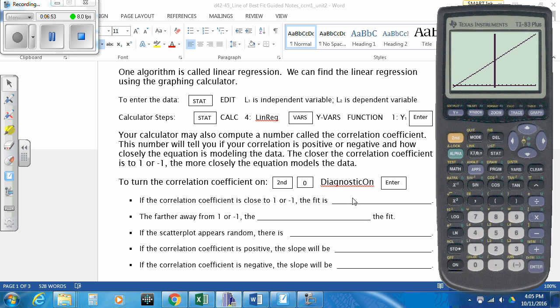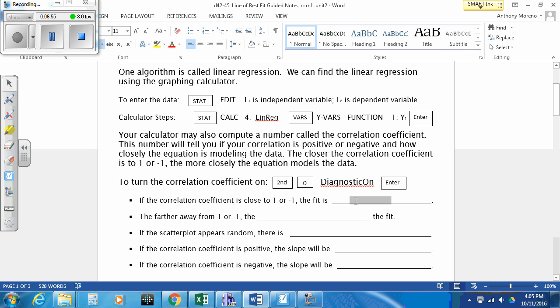Correlation coefficient. Is it close to 1? That means the fit is very strong, and I could write that in, strong fit. If it's further away from 1 or -1, then the fit is weak. If the scatter plot appears random, then there is no or low correlation. Okay. If the correlation coefficient is positive, the slope will also be positive. And if the correlation coefficient is negative, the slope will also be negative. Okay. So that's that piece.